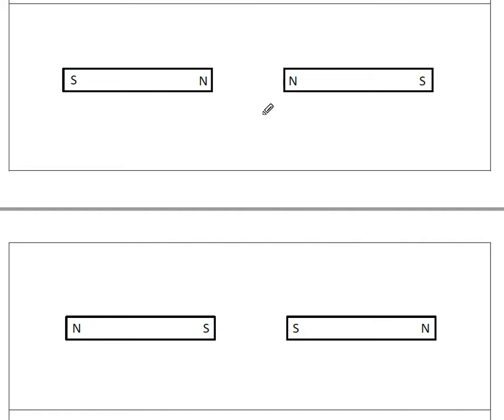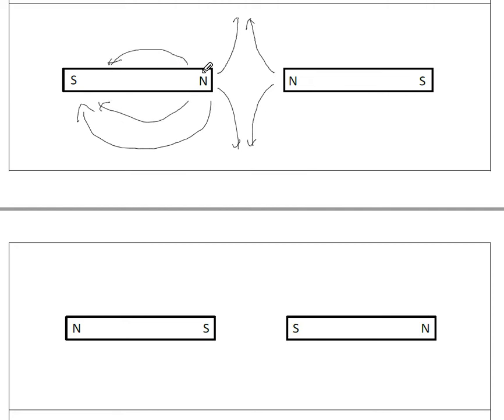Okay, let's scroll down. Here's a couple more examples of that. You might want to pause it and give it a try yourself. If not, just continue along. So in this one, because we have two north ends next to each other, we know that they're going to repel. So these arrows are being repelled from each other. So north to south, north to south, north to south.